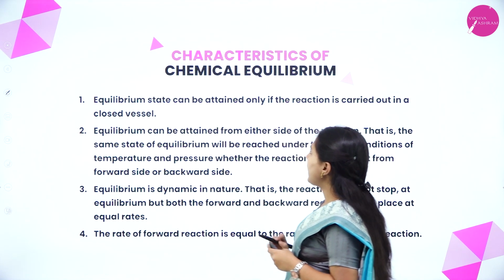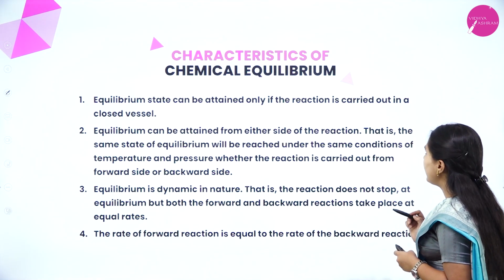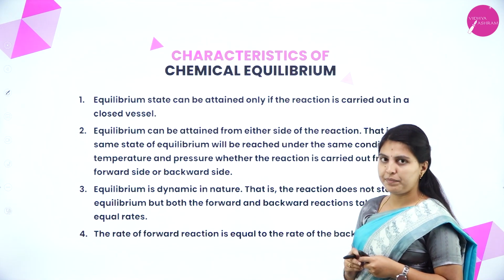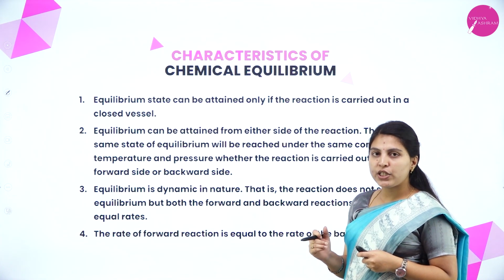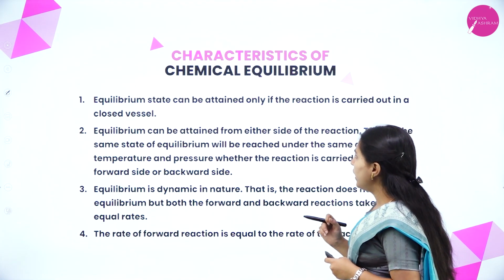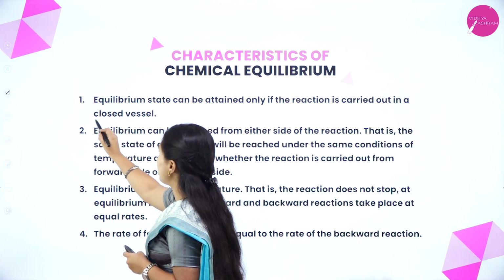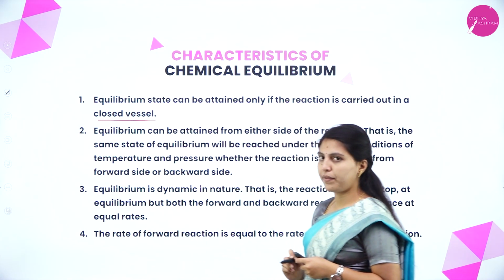Next, characteristics of chemical equilibrium. Equilibrium state can be attained only if the reaction is carried out in a closed vessel. Equilibrium reaction will happen only if the reaction is going to happen in a closed vessel.